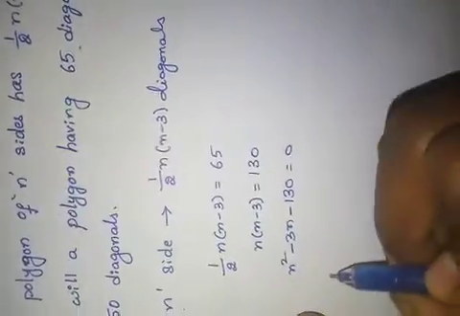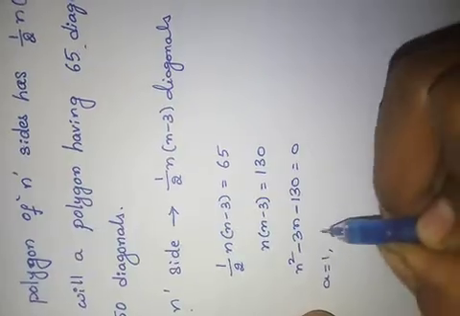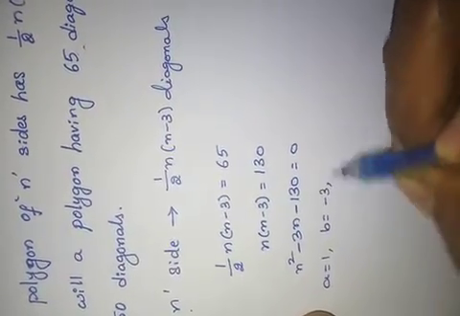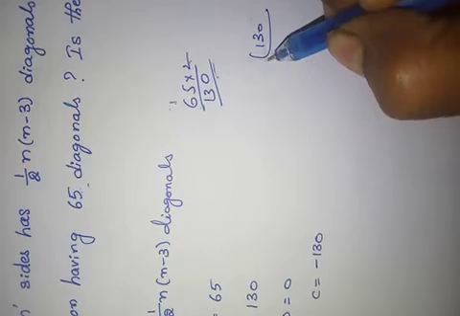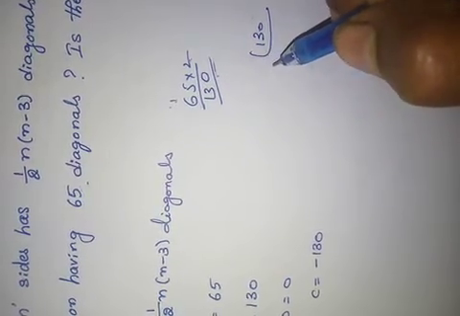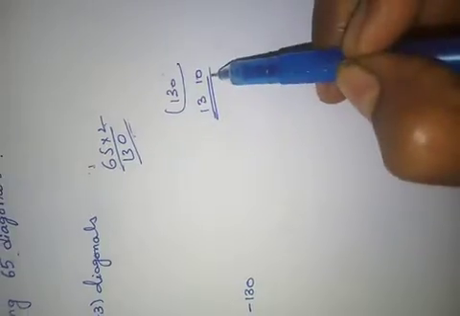See here, solve by the same formula. a equals 1, b equals minus 3, c equals minus 130. Or you can take the factorization method also. Factorization means for 130, what are the values? 13 tens are, see here, 13 tens are how much? 130.